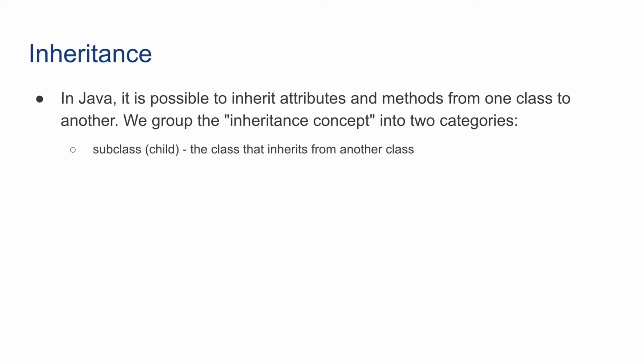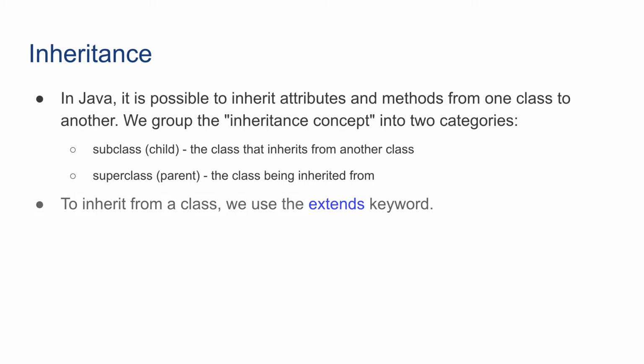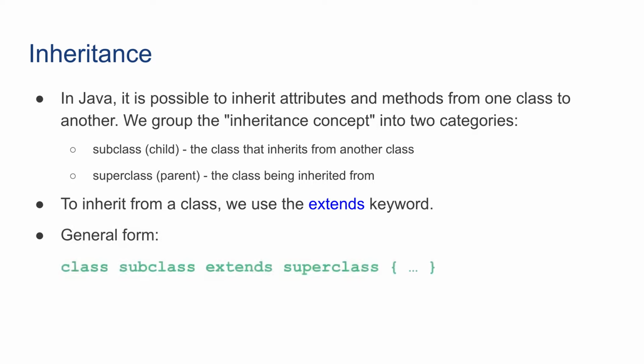A subclass, which can also be named as child, is the class that inherits from another class, and superclass, which can also be called as parent, is the class that is being inherited from. And to inherit from a class, we can use the extends keyword. A general form looks like class, the name of the subclass, extends, followed by the name of the superclass.